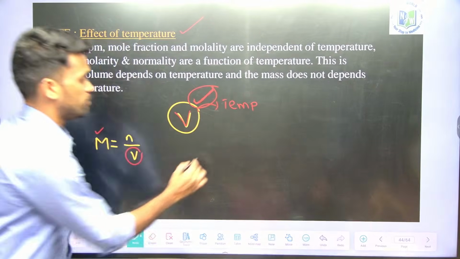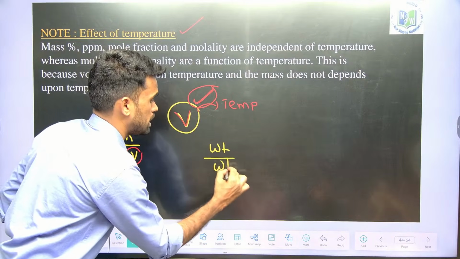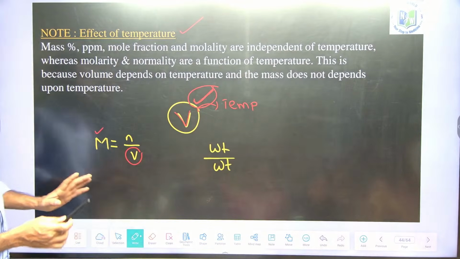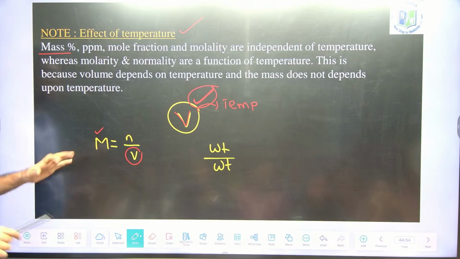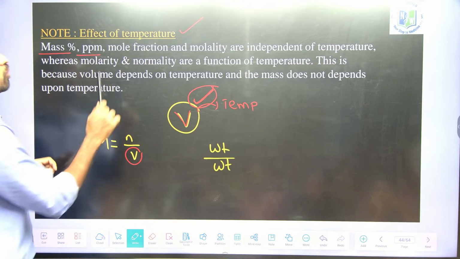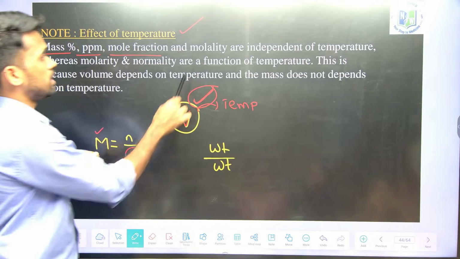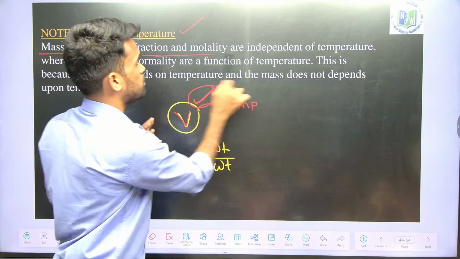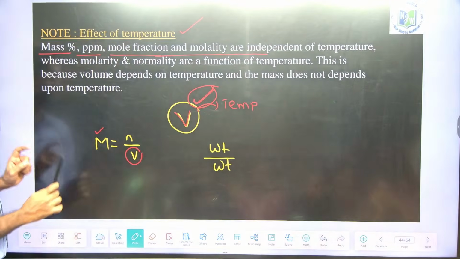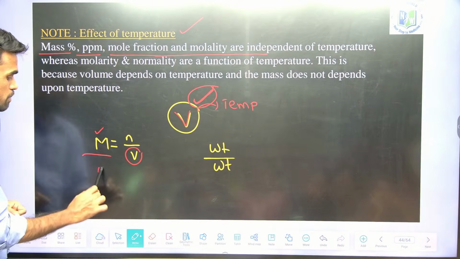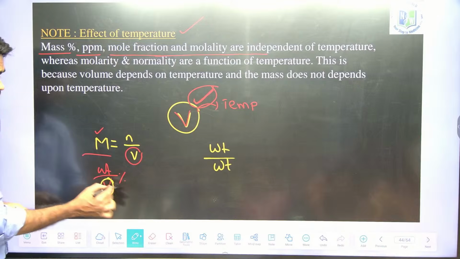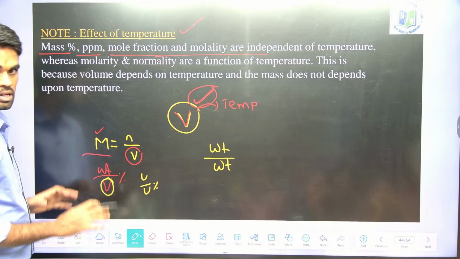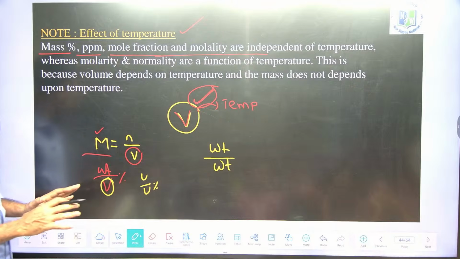Now tell me, is weight by weight percentage temperature dependent or independent? Independent. Mass percentage is temperature independent. ppm and mole fraction are also independent. Next, molality, I will tell you, is also independent. These are the independent terms. Next, molarity and weight by volume percentage are dependent. Volume by volume percentage is also dependent. So you got how to identify this. Simple, right? So what to check?